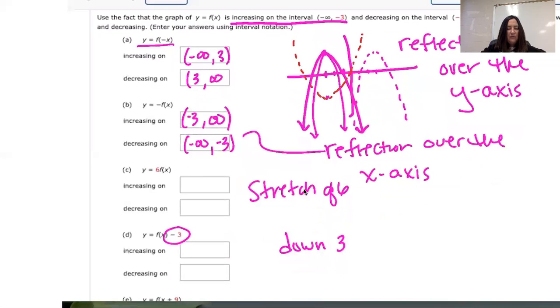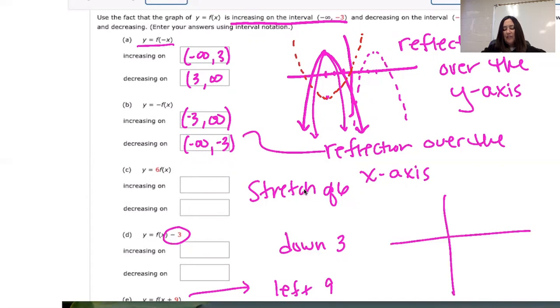I believe the last one, which is hard to see, is going to change your intervals because you are shifting left 9. So instead of that vertex being here at, say, -3, you're going to the left 9. So then you're going to go over 9 spots to the left. Okay, so I hope that gives you a little insight on how to do that question on the homework.